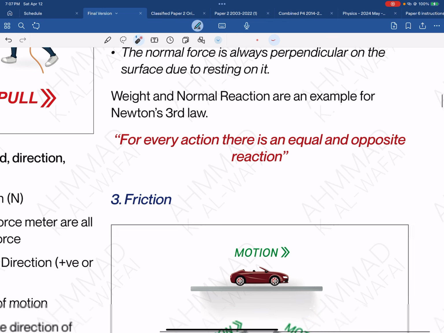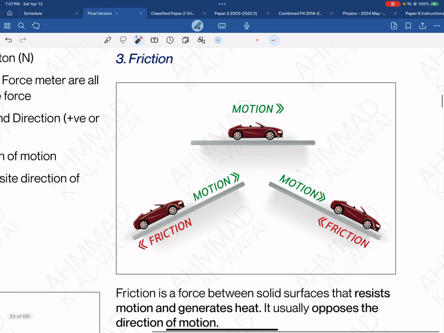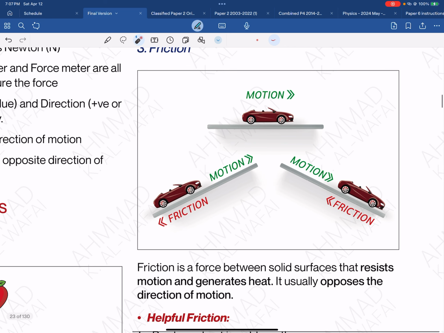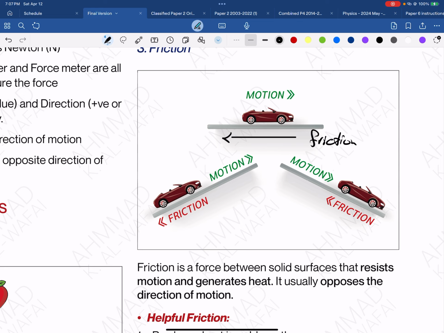Okay, excellent. Now for friction force. Friction is a force that opposes the motion and impedes the motion. Impedes the motion means it slows it down, creating some sort of a heating effect when an object moves. For example, this car is moving in this direction, so the friction is in the opposite direction.